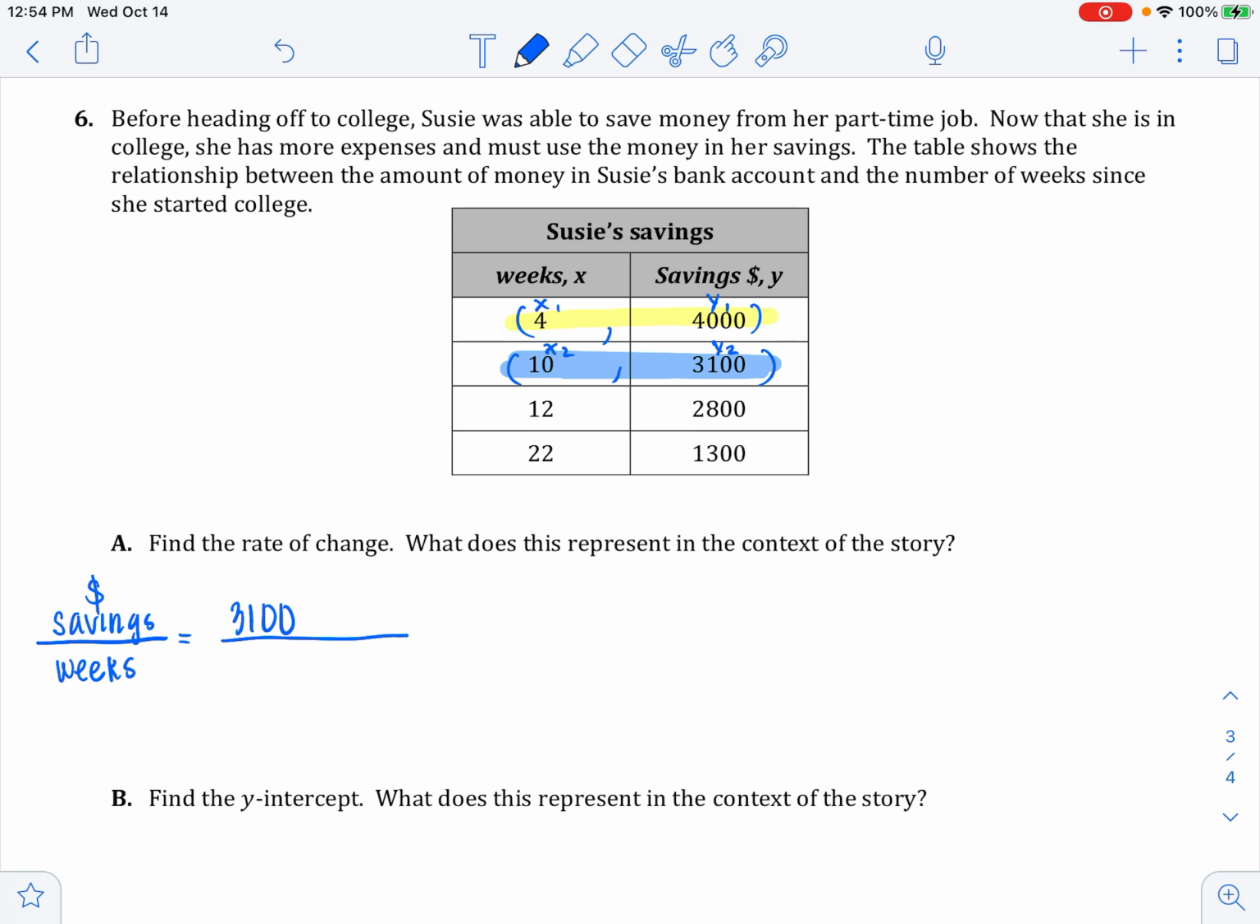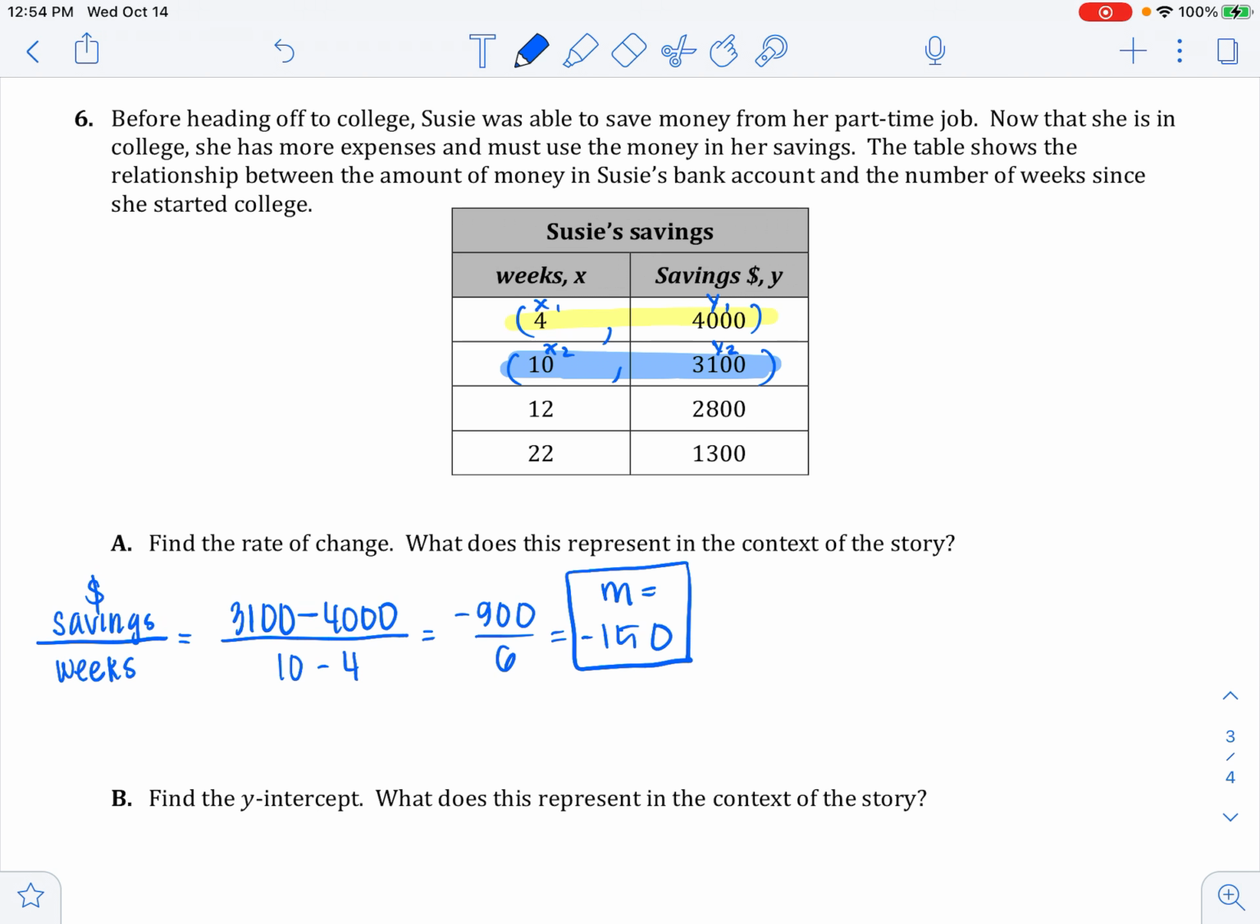So Y2, which is 3,100, minus Y1, which is 4,000, over X2, which is 10, minus X1, which is 4. All right, 3,100 minus 4,000 is negative 900, over 10 minus 4 is 6. This is simplifiable because 6 does go into negative 900. It goes in there negative 150 times. So now I know my slope is negative 150, okay? So I can say M is negative 150.